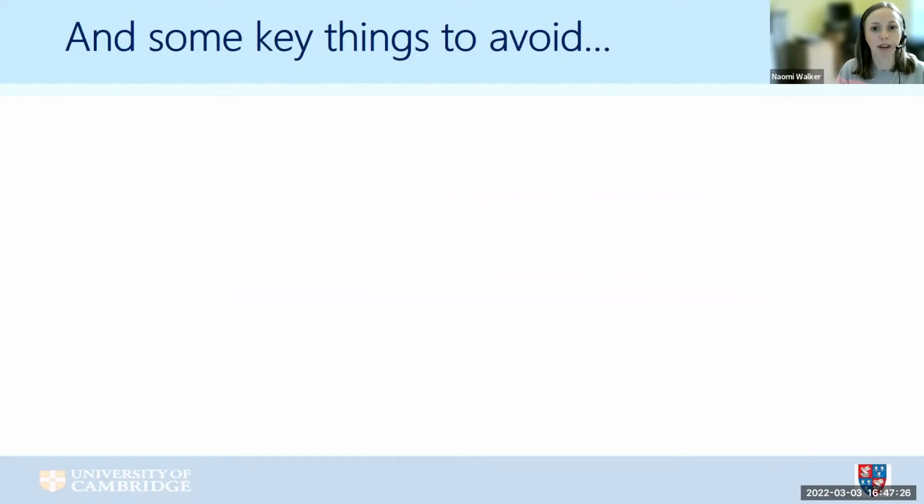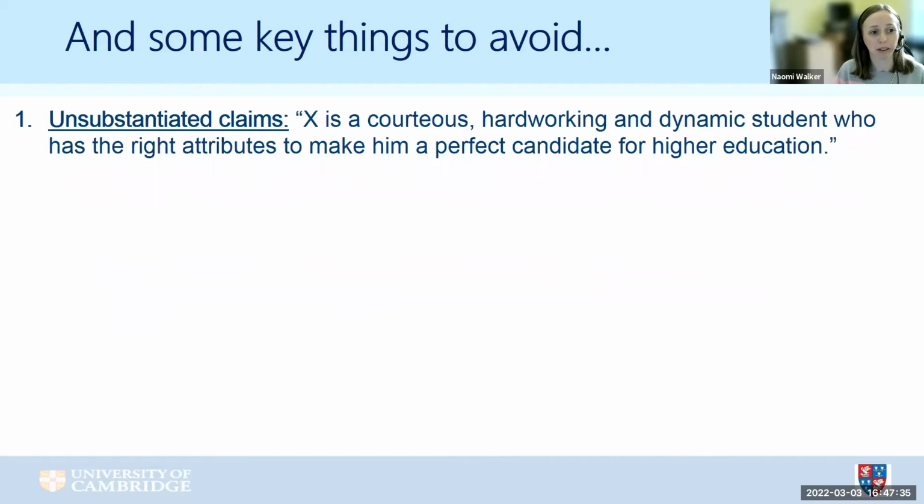Some things to avoid in terms of not supporting your students best. If you've got students who really are strong, you want to write the best reference that you can possibly write for them. So, making just unsubstantiated claims. X is a courteous, hardworking, and dynamic student who has the right attributes to make him the perfect candidate for higher education. Quite possibly all true things.